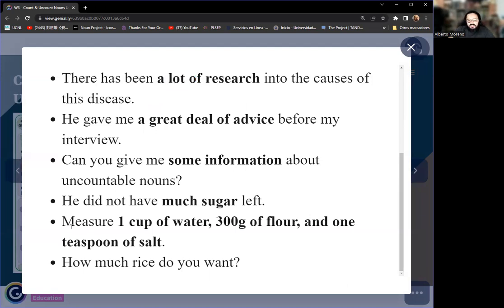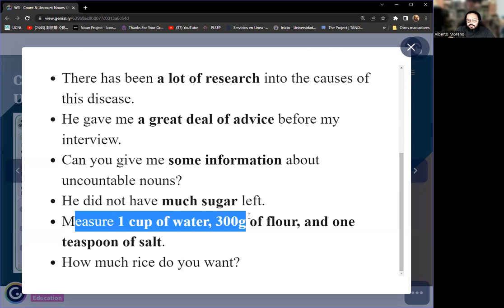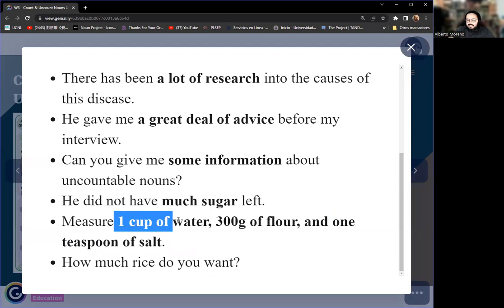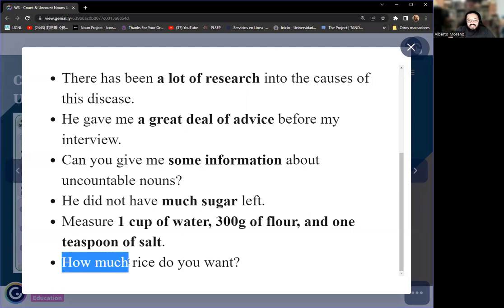Por ejemplo, dice measure 1 cup of water, 3 grams of flour, and 1 teaspoon of salt. Mide una taza de agua, 300 gramos de harina y una cucharadita de sal. ¿Ok? Y por último tenemos la pregunta, how much rice do you want? Y esta es la pregunta, el otro lado de la moneda, es decir, el que utilizamos con los sustantivos no contables. How many con los contables, how much con los no contables.